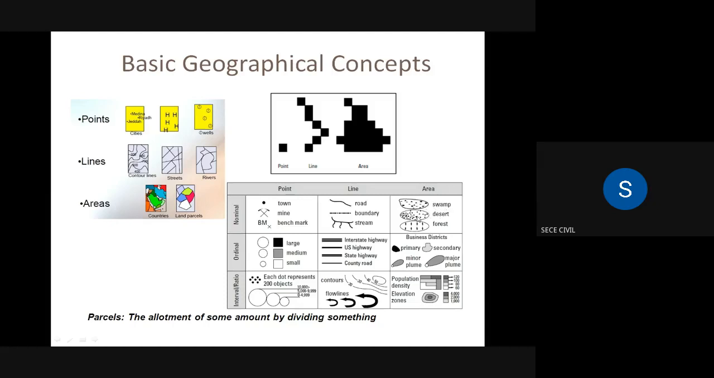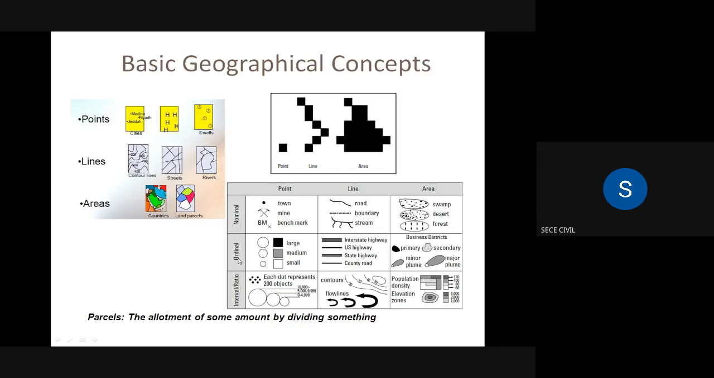For denoting a desert area, they use this symbol, with no triangle symbols in it. And for denoting a forest area, they use this symbol, trees only. So these are nominal symbols for denoting point, line, and area.